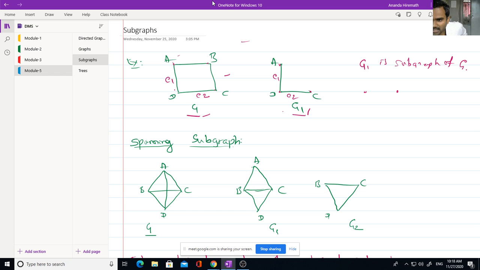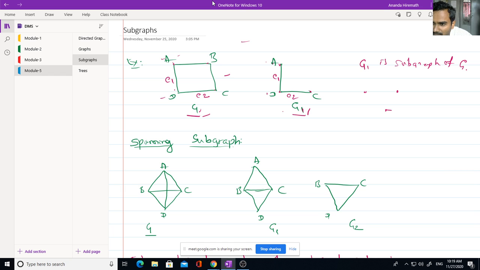Now each edge of G1 should have the same end vertices as in G. Here this E1 edge has vertices A and D, whereas in G also it has end vertices A and D. So this is about subgraph. Now there are some things to remember about this subgraph. Every graph is a subgraph of itself.